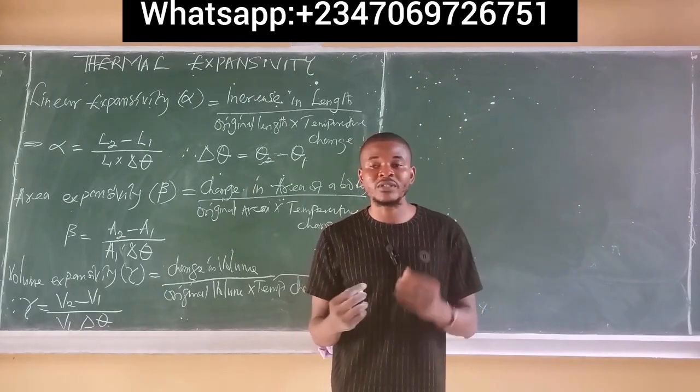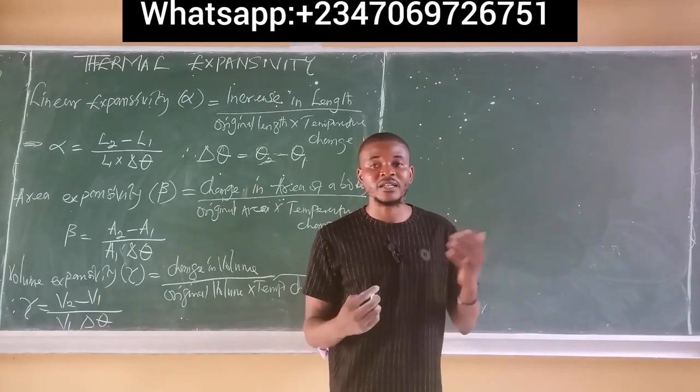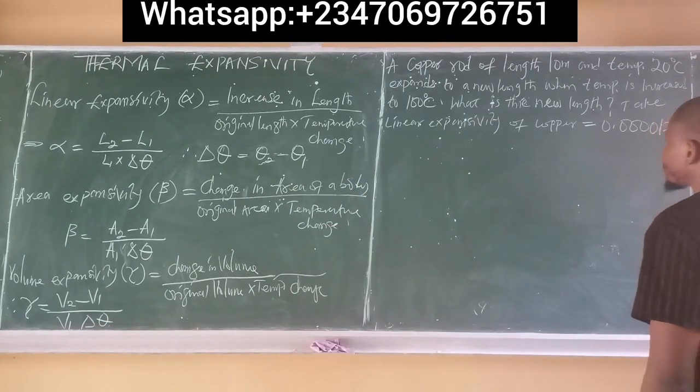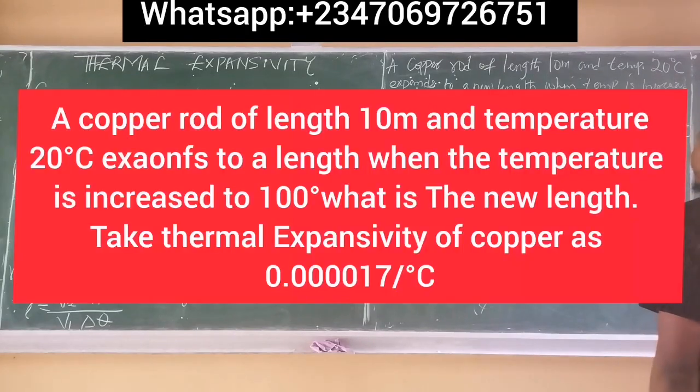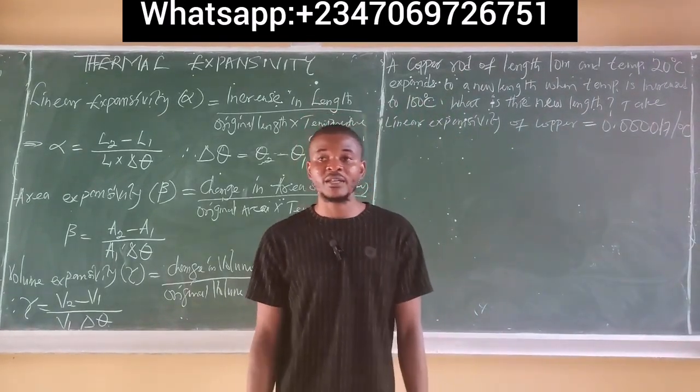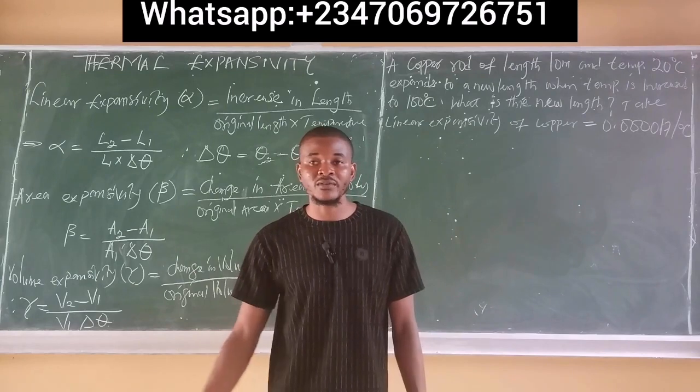All right, so having said all of this, let's pick an example to explain the concept of linear, thermal, and volume expansivity. Now, let's consider this question on the board. A copper rod of length 10 meters and temperature 20 degrees Celsius expands to a new length when the temperature is increased to 100 degrees Celsius. What is the new length? Take the linear expansivity of copper to be equal to 0.000017 per degree Celsius. It is important for you to know that the linear expansivity of a material can be measured in per degree Celsius or per degree Kelvin.